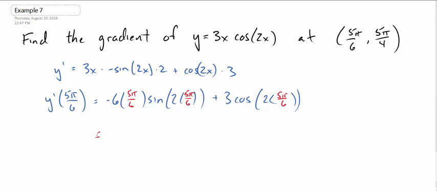So, what do we have? Well, we've got negative 5 pi, and this is going to be sine of 5 pi over 3. Sine 5 pi over 3 is negative square root 3 over 2. Plus 3 times the cosine of 5 pi over 3, which is 1/2. So, the gradient of this curve at x equals 5 pi over 6 is exactly 5 pi times the square root of 3 over 2 plus 3/2.